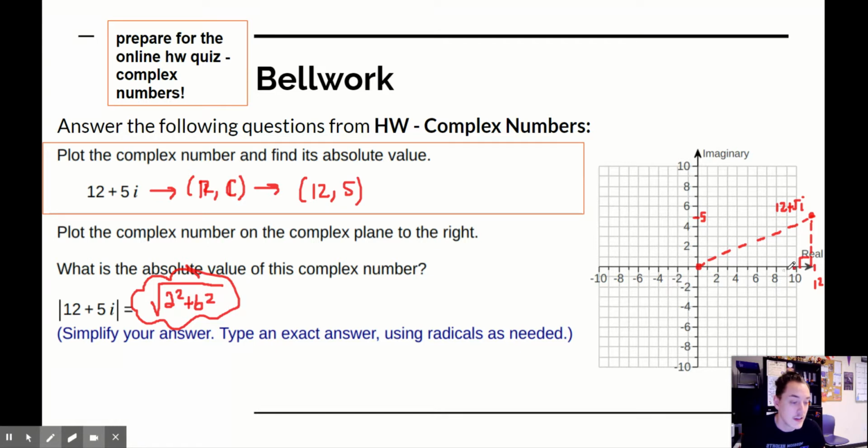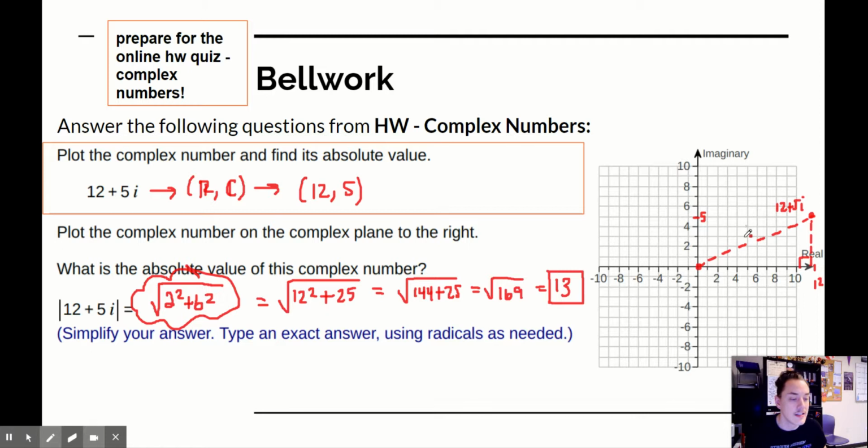So this is 12, so I'm going to take 12 squared, and then plus, up above right here is 5, so 5 squared is 25. Okay, and so now I'm going to do 144 plus 25, which equals 169, which of course has a square root of 13.